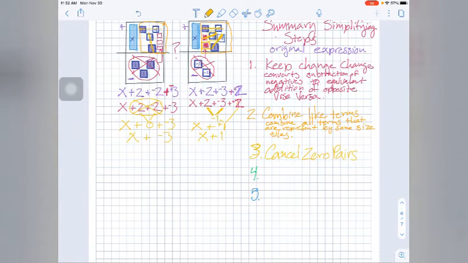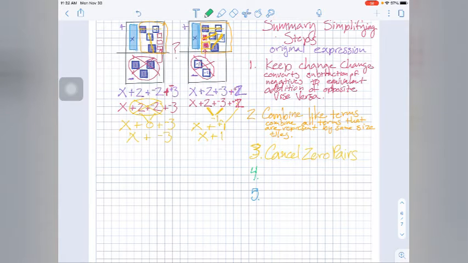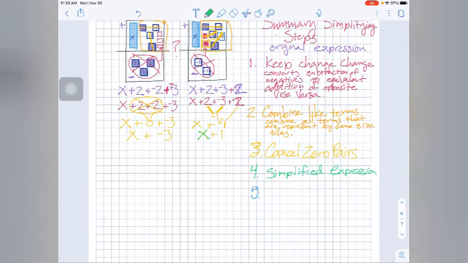The next thing that we're going to do, I guess I've already done it, is we write our simplified expressions. So I can't simplify either one of these expressions any more than this. So I'm actually going to trace over this. X plus 1 is as simple as that side can get. And x plus negative 3 is as simple as this side can get.